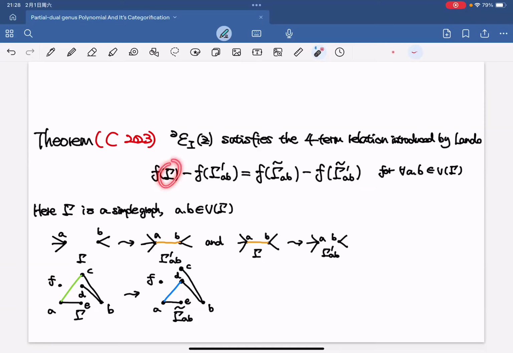Here, lambda is a graph, A and B are 2 vertices, and lambda'_AB and lambda~_AB are 2 new graphs constructed from the original graph lambda. Here is the definition of lambda prime, and here is the definition of lambda tilde. I don't want to go into the details of the definition here, but I just want to tell you that this 4-term relation is very closely related to the 4-term relation in finite type invariants.